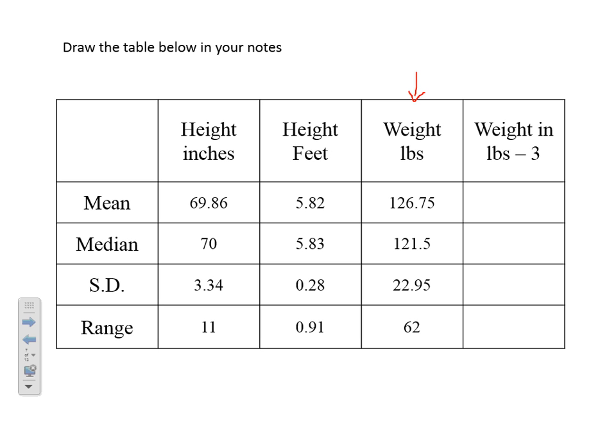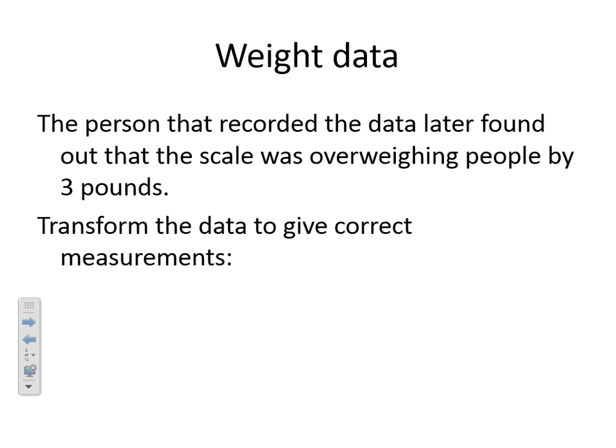We got a standard deviation of 22.95 pounds, and then a range of 62 pounds. So let's say all of a sudden, though, somebody that recorded the data found out the scale was overweighing people, so their scale was off.